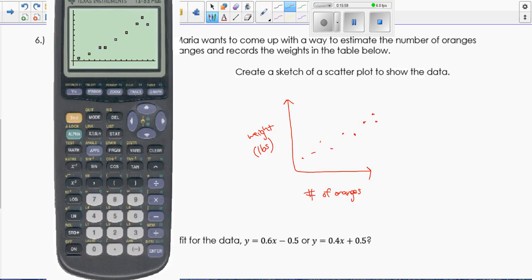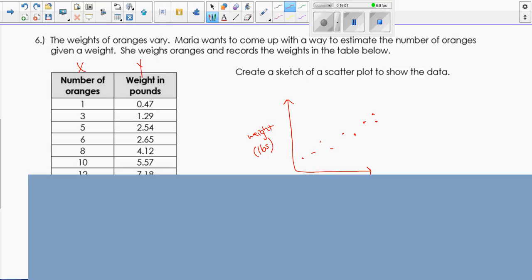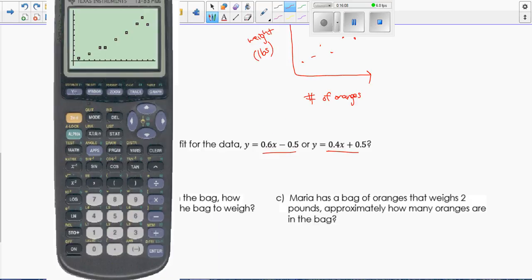Okay, so I get two functions and I'm asked which one is a better fit. I get this function or this function. So I'm going to go in my calculator, I'm going to go to y equals, and I'm going to type in both of those. So 0.6x minus 0.5, and then I also have 0.4x plus 0.5. So I can see I'm starting in two different places. I go ahead and hit graph.